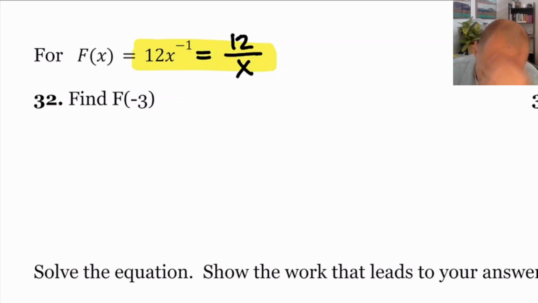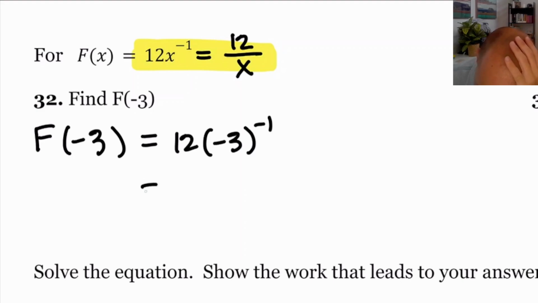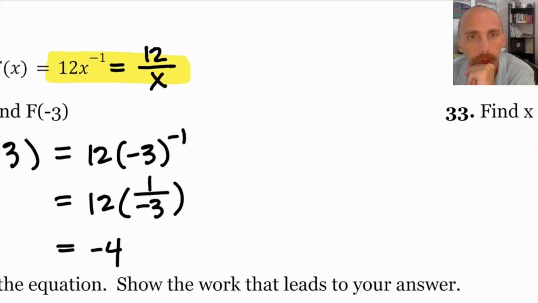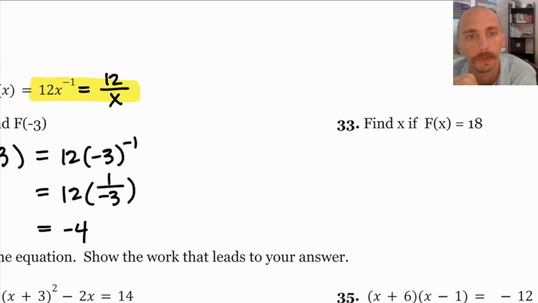But, for now, I'll just say, all right, f of negative 3 is equal to 12 times negative 3 to the negative first power. And that's 12 times 1 over negative 3. And 12 divided by negative 3 is negative 4. See how it is 12 divided by that negative 3. Or you can just use the 12 over x formula if that's how you prefer, but I'm going to try to reason with the negative exponents as much as possible so that they become second nature.